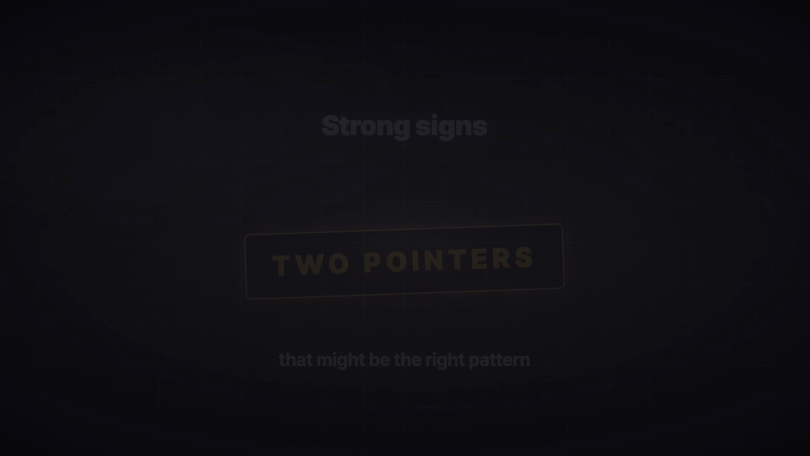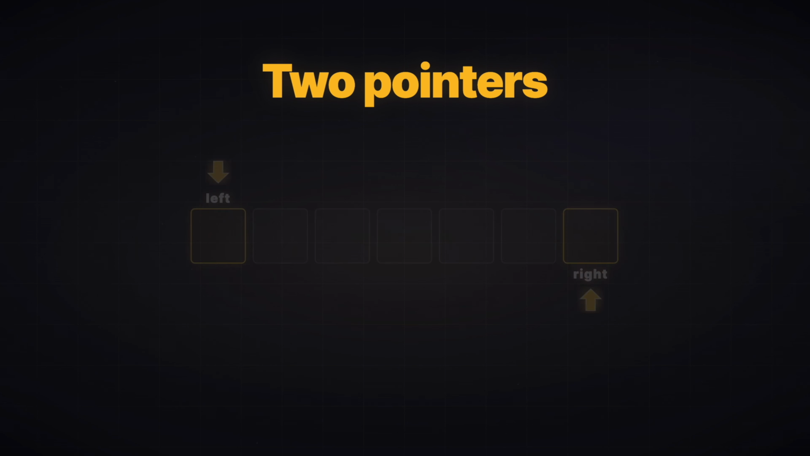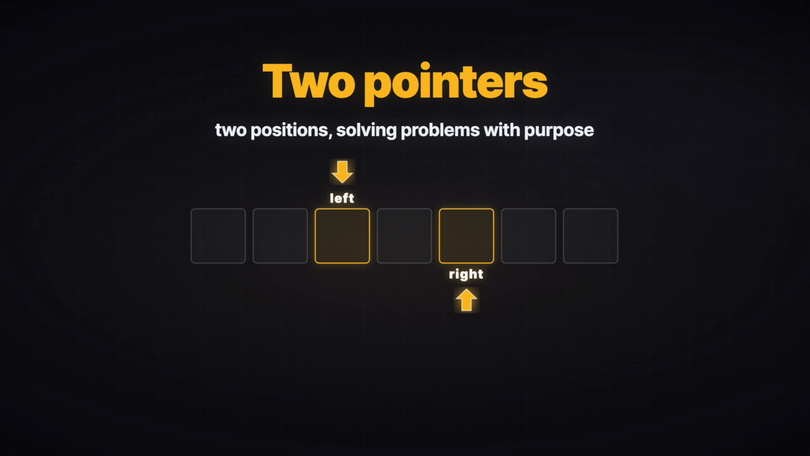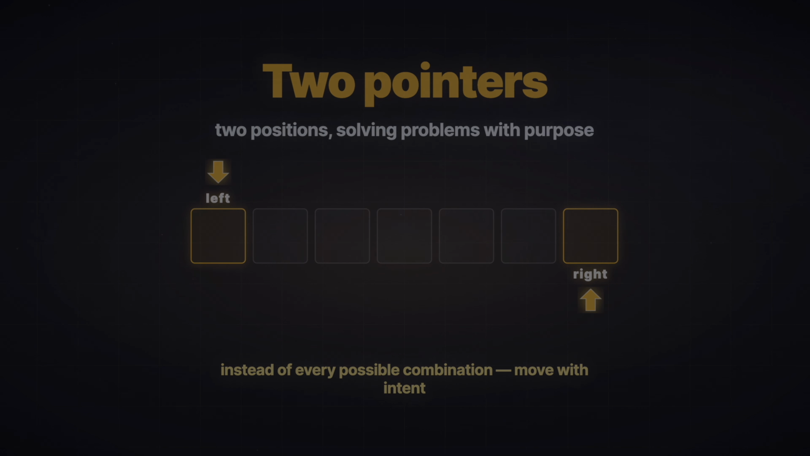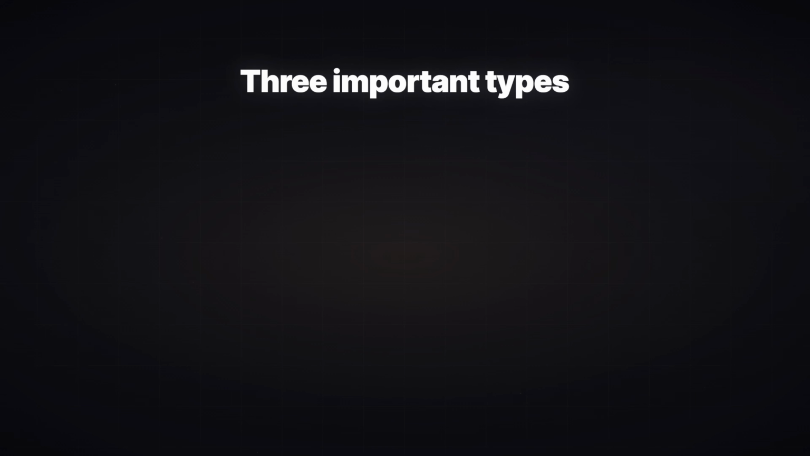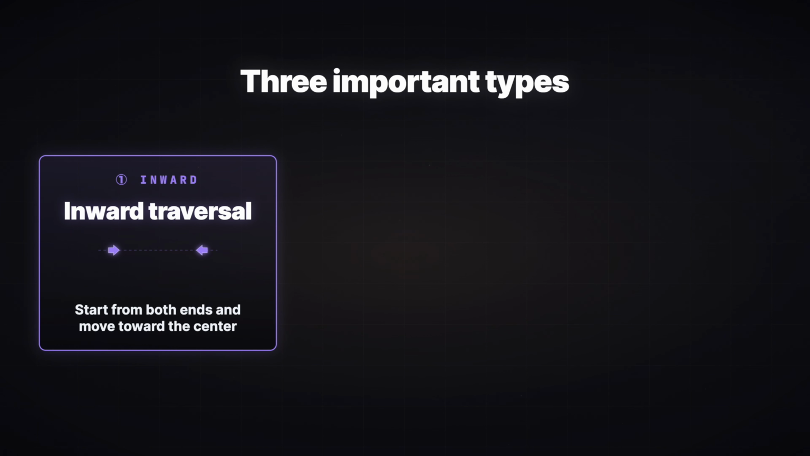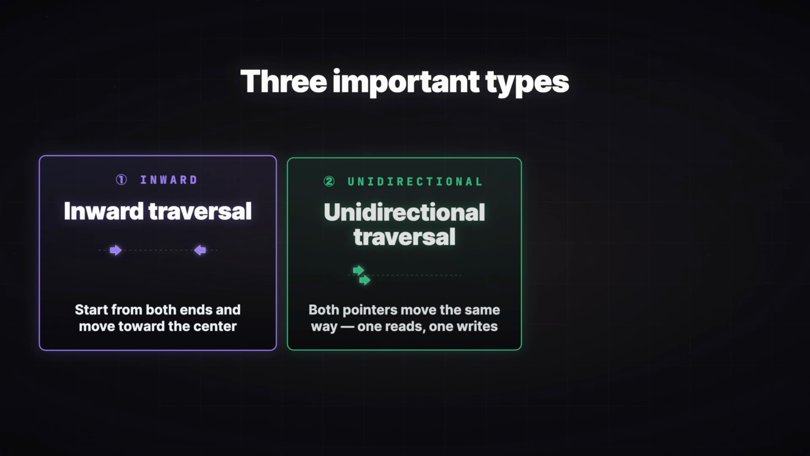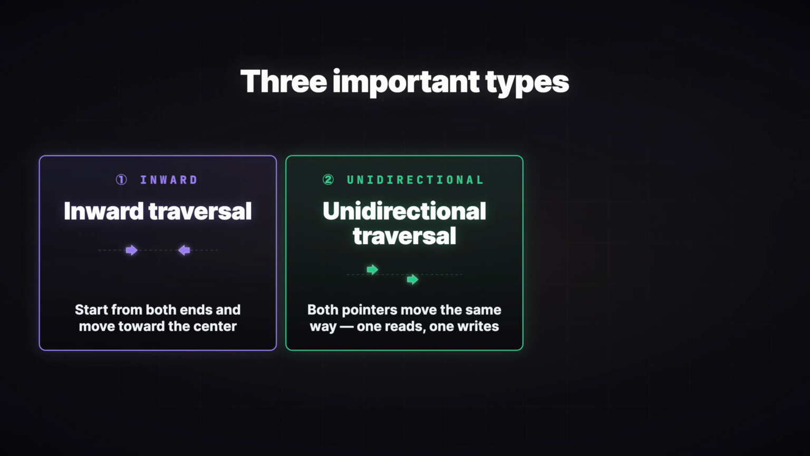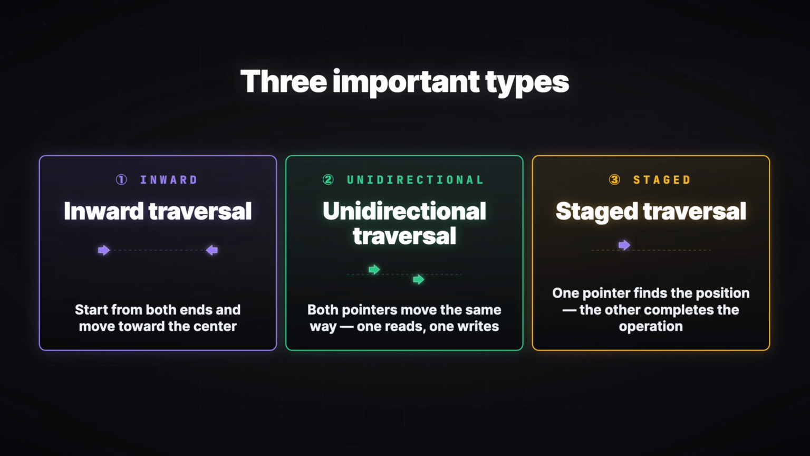Let's summarize. The two pointers technique uses two positions to solve problems more efficiently. Instead of trying every possible combination, we move the pointers with purpose. There are three important types. Inward traversal. Start from both ends and move toward the center. Unidirectional traversal. Move both pointers in the same direction, usually with one reading and one writing. Staged traversal. Use one pointer to find an important position, then use another pointer to complete the operation.